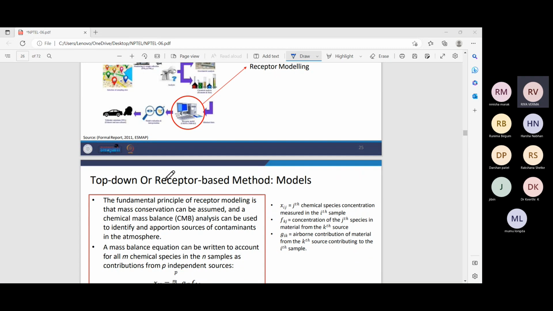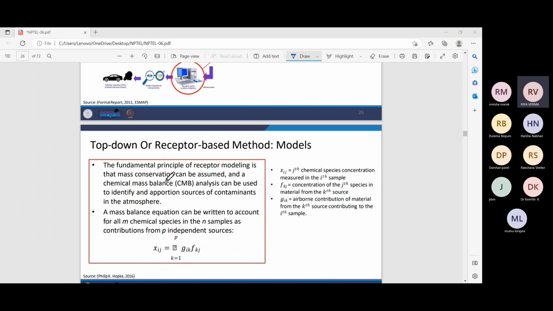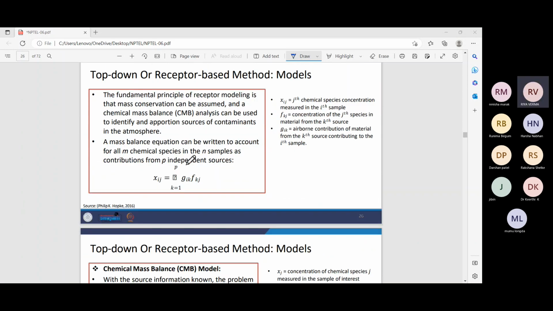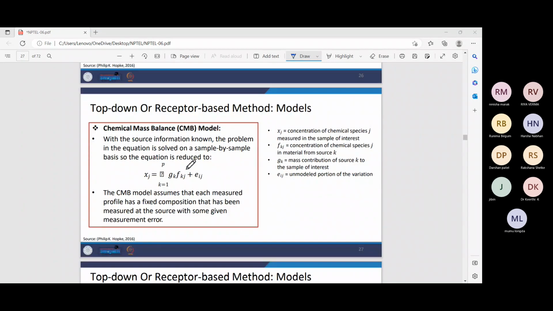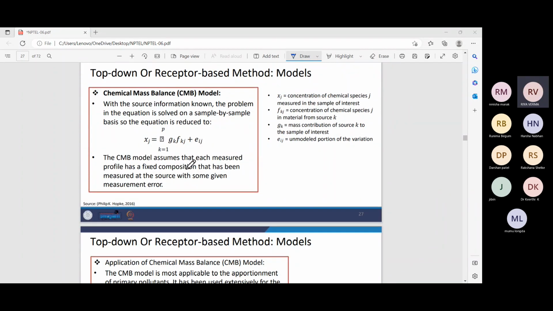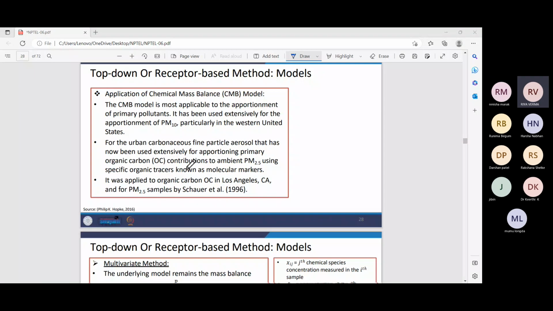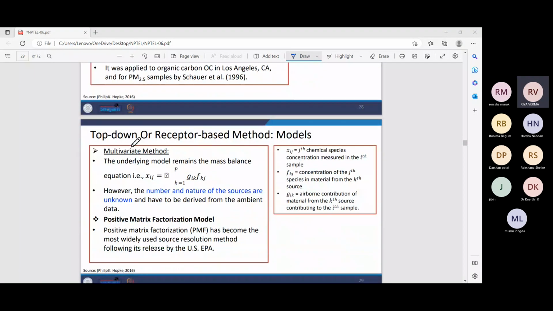and there are different models for the receptor-based methods. First is the chemical mass balance, CMB, model. Then next we have the multivariate method, or the positive matrix factorization, PMF model.